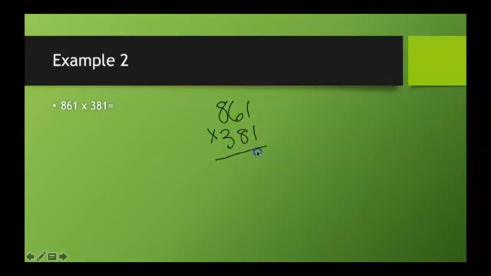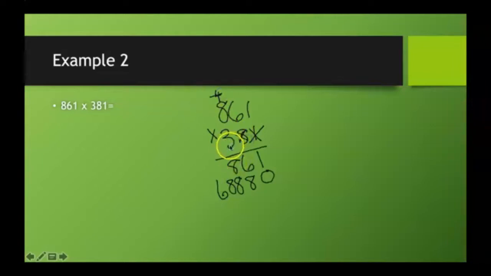Okay, start with 1 times 1 is 1, and 1 times 6 is 6, and 1 times 8 is 8. Sometimes it helps to cross it out. I'm moving over to the tens place value, so I need that magic 0 to say I'm in the tens place value. Now I'm going to do 8 times 1, 8 times 6, and 8 times 8. 8 times 1 is 8. 8 times 6 is 48. I can only write the 8 and carry the 4. And 8 times 8 is 64, plus 4 is 68.